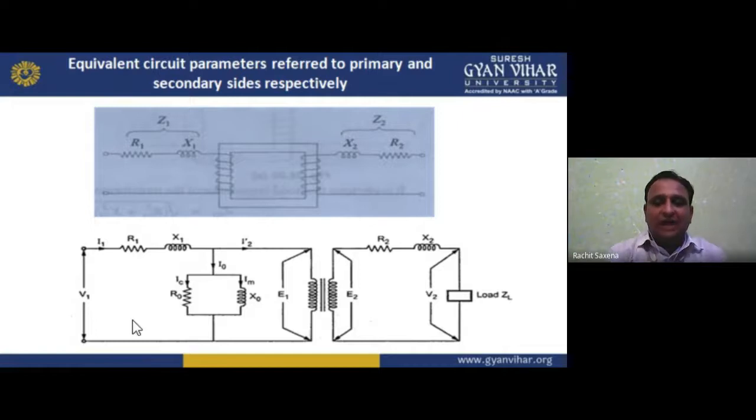Similarly, in the secondary winding we have the resistance R2 and the reactance X2, and we have the load voltage V2. Through this V2 we can find the current I2 which flows and again generates or induces a magnetic flux, that is phi 2.